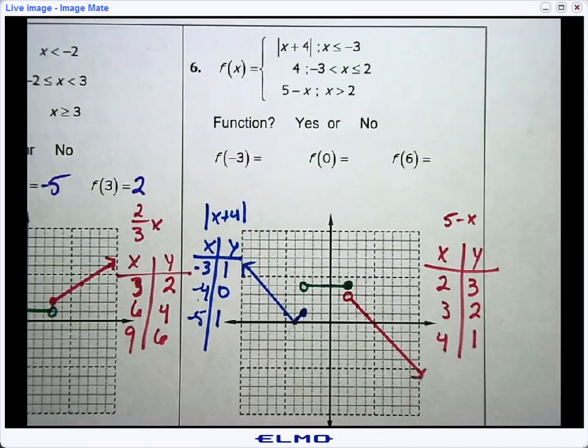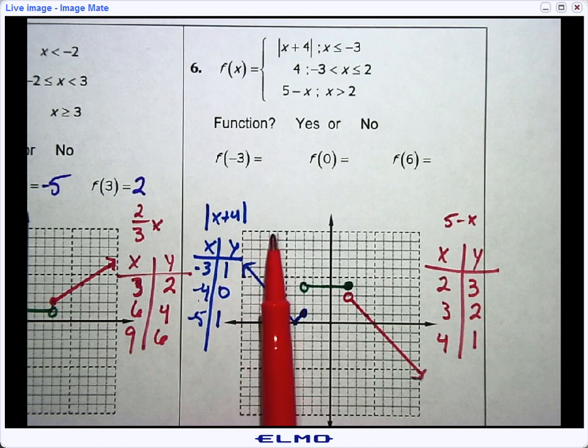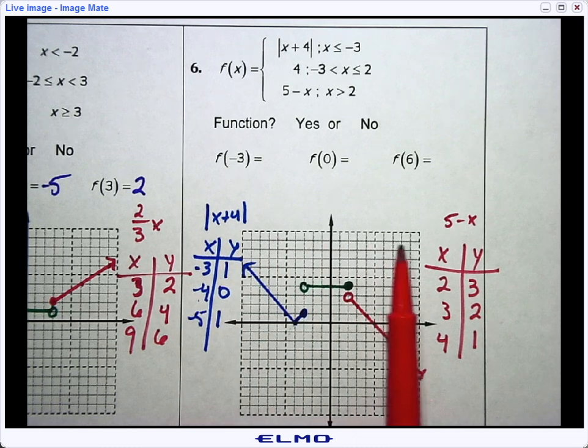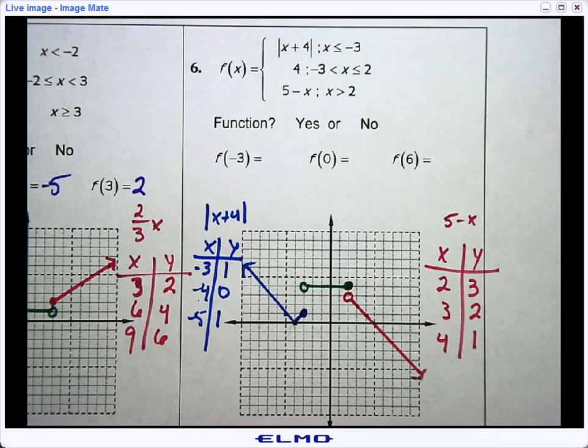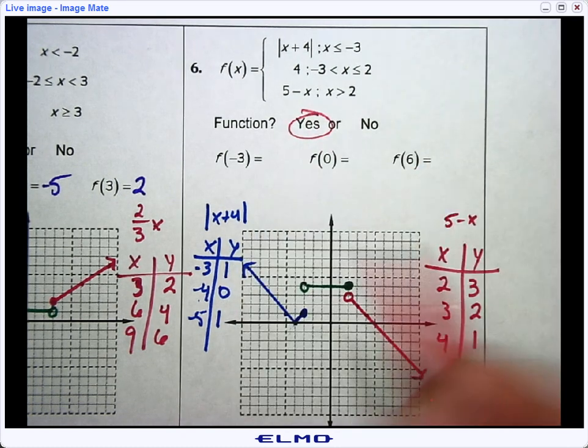All right, is this a function? Does it pass the vertical line test? Yes, at no point is it going to hit either piece in more than one place at a time. So it passes, so yes, it is a function.